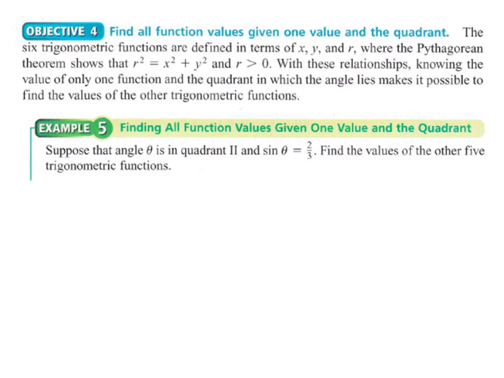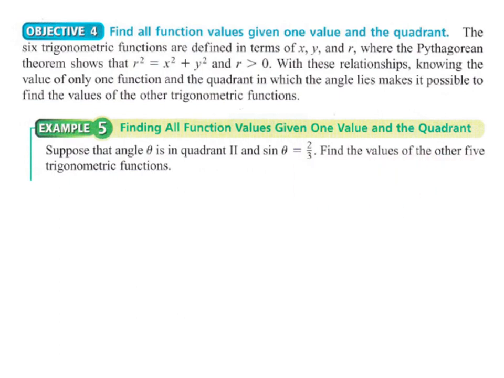Here we'll take a look at how we will find all the function values given one value and the quadrant that it lies in. With that information and the Pythagorean theorem, r squared equals x squared plus y squared, where r has to be greater than 0, we can determine all the values for x, y, and r, and once we have those we can find all the trig function values. So if we have an angle theta that's in quadrant 2 and the sine is 2/3, then we can find the values of the other 5 trig functions.